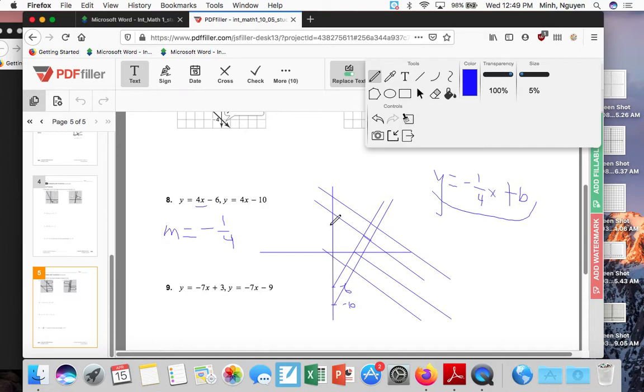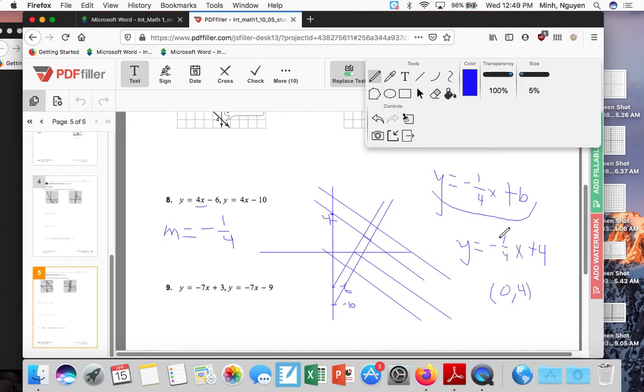Let's just say I wanted to start off at 4. So it would be like starting off at 4, say y equals negative 1/4 x plus 4. The reason I chose 4 is because I know that if I plug in 0 here, then I'll have a point at (0, 4).